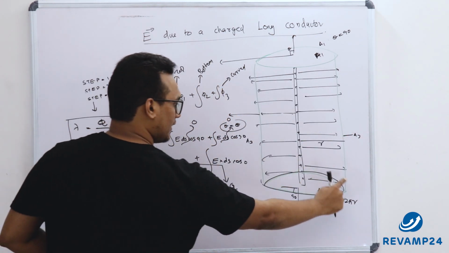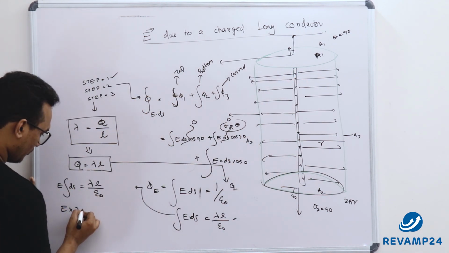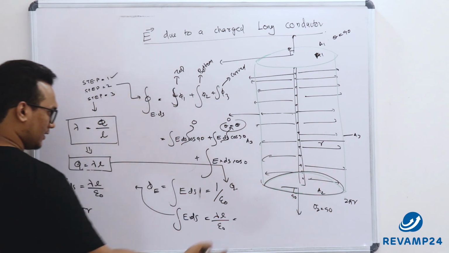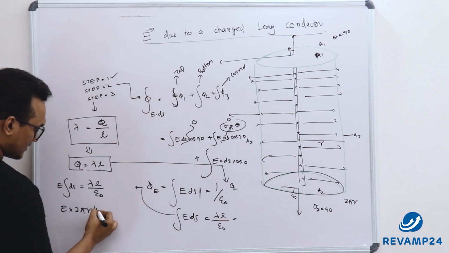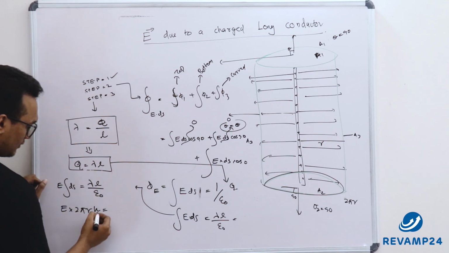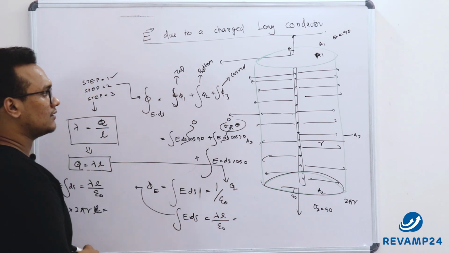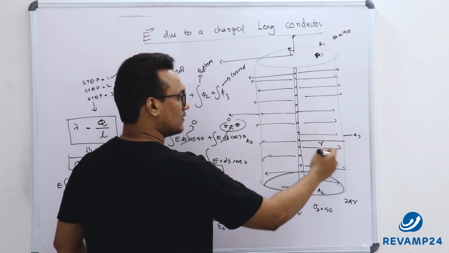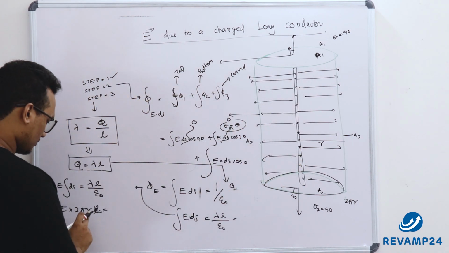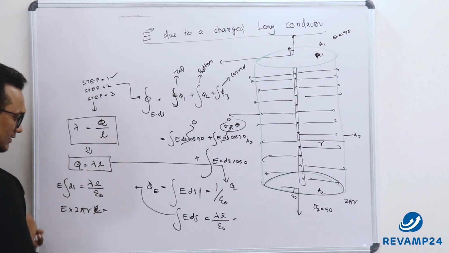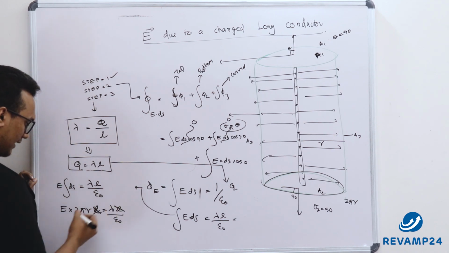So the total area of the surface is 2 pi r into h, where 2 pi r is the perimeter and h is the height. Instead of h, I am going to mention it as L, because I already considered length as L. The height of the cylinder is the same as the length of the conductor. So h and L are the same. So 2 pi r into L is the area, equal to lambda L divided by epsilon 0. So L and L can be cancelled.